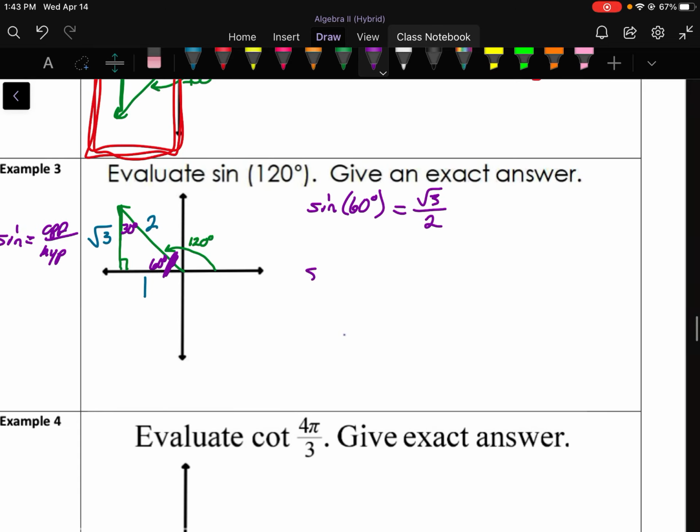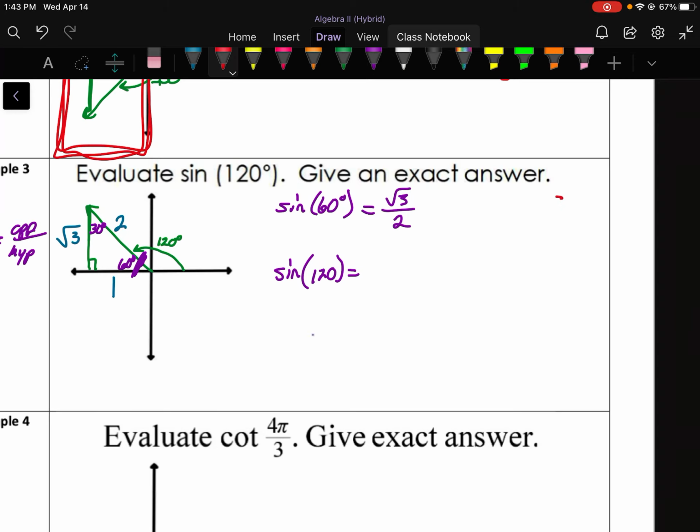Okay, now we need to decide, is this a positive or a negative? So again, I don't know if this is really going to help you, but if you remember, sine deals with your y values. Cosine deals with those x values. You look at the y-axis. If you are on the positive side of the y-axis, then that means your answer is positive. So we have sine of 120 is the same thing as sine of 60, or the square root of 3 over 2.